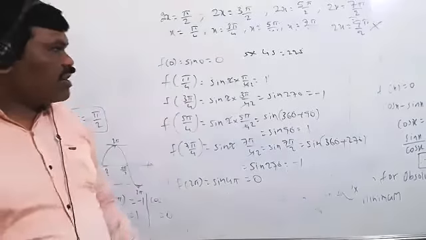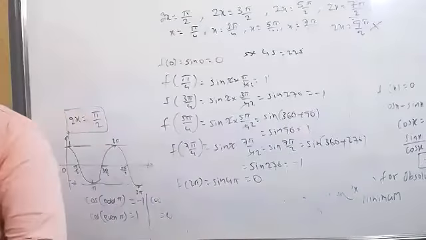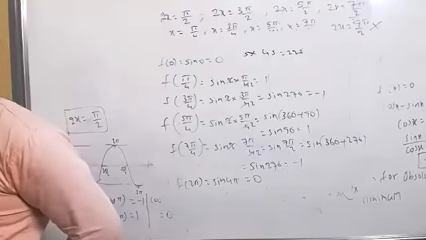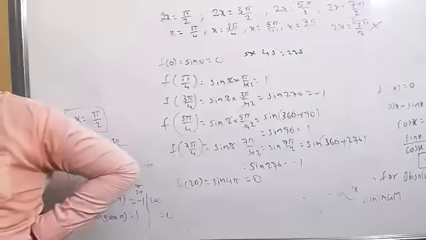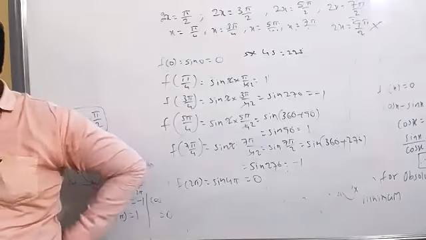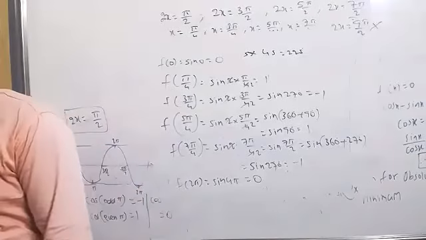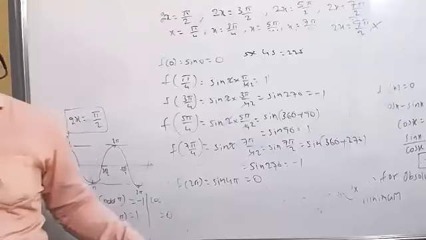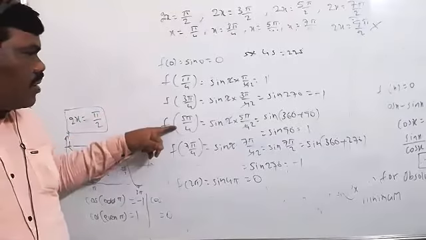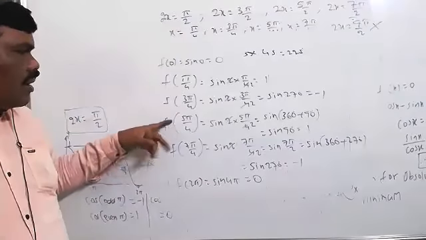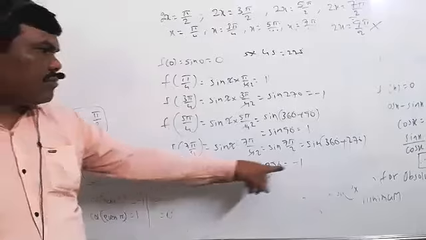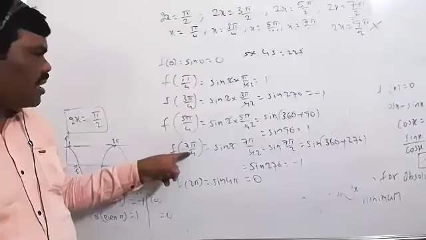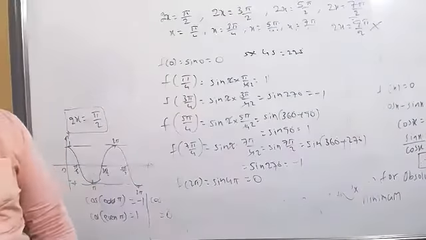Then from all the points you can write. Yes, sir. So therefore the absolute maximum value is 1, at x equal to pi by 4 and x equal to 5 pi by 4. The absolute minimum value is minus 1, at x equal to 3 pi by 4 and x equal to 7 pi by 4.